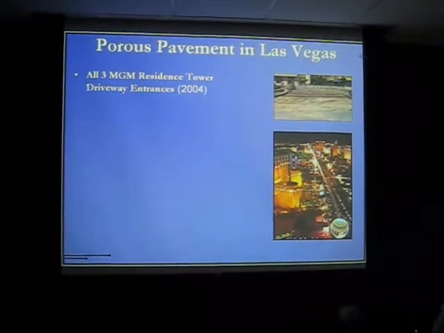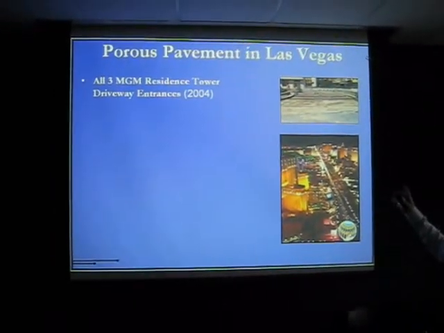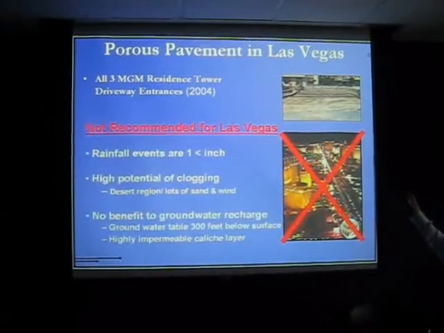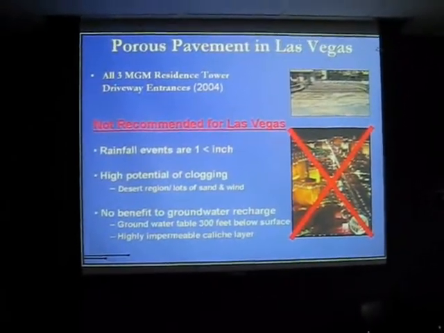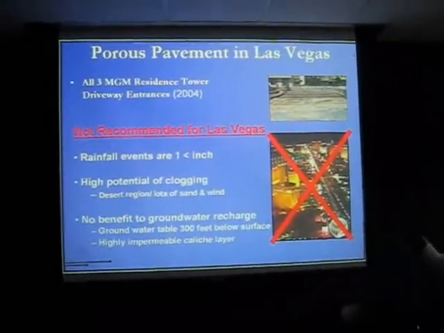Pervious pavement in Las Vegas: I only found one location where it's actually used, as the entrance into the MGM residence towers. However, through my research, I would not recommend pervious pavement for Las Vegas for 3 reasons. 1, rainfall events are less than 1 inch.